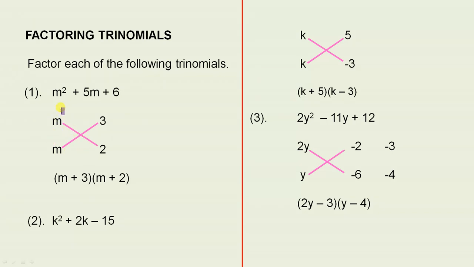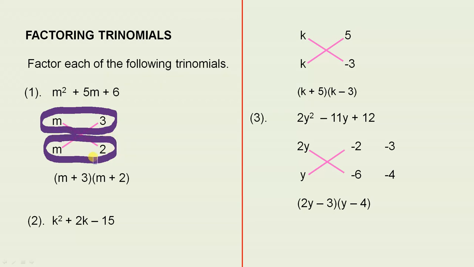And here's how we write the answer. We write down m plus 3 times m plus 2. And that's how we write the answer. See, now we have factored that expression. And all you do, if you expand that, the way we did in previous videos, you'll end up with that expression there. Now we have to factorise k squared plus 2k minus 15.